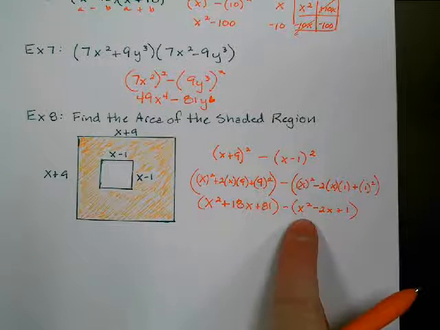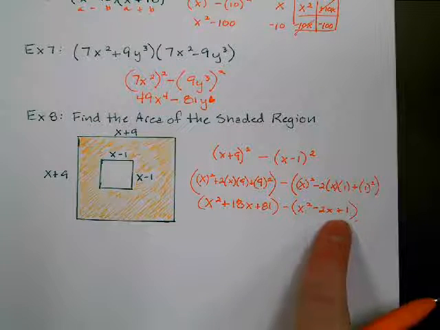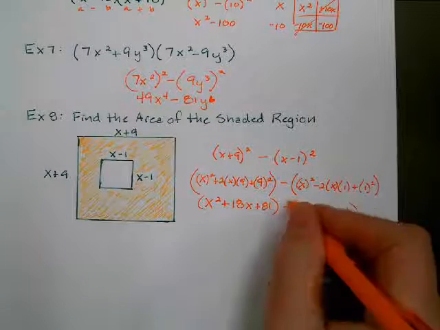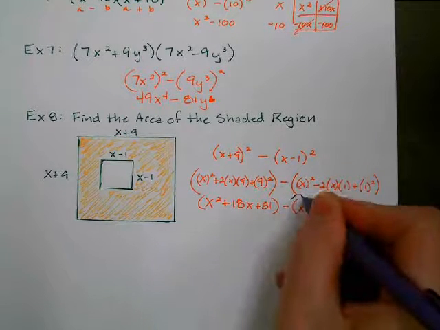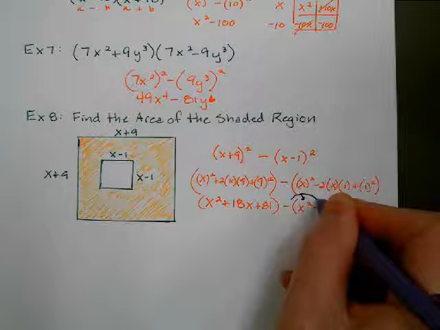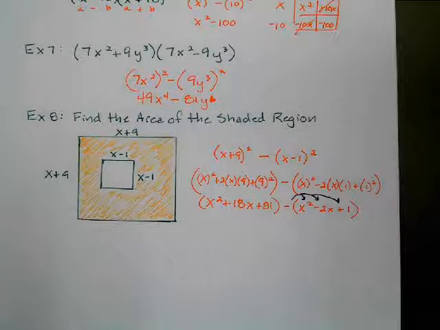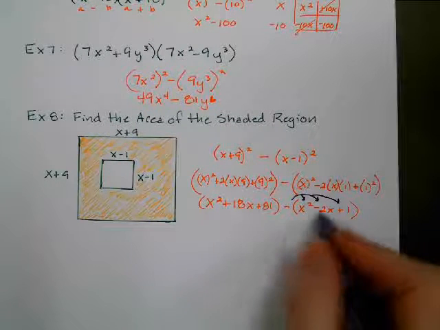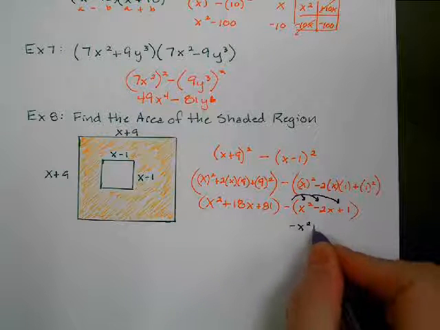Okay, now I have to subtract these, which means I have to distribute this negative to all three of these. And this is where a lot of people are going to make a mistake. They're going to forget to distribute that negative. So when I distribute that negative, I get negative x squared, positive 2x, and negative 1.